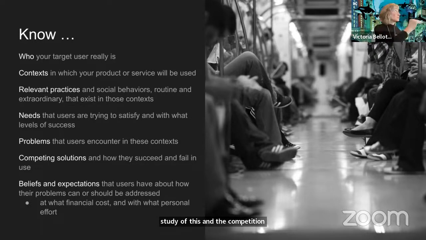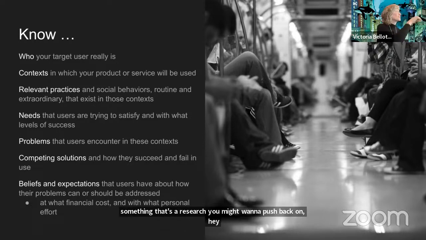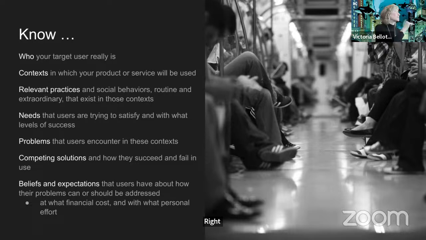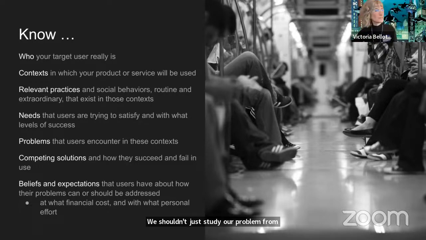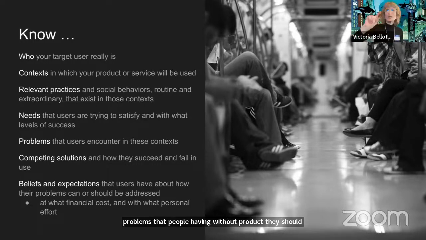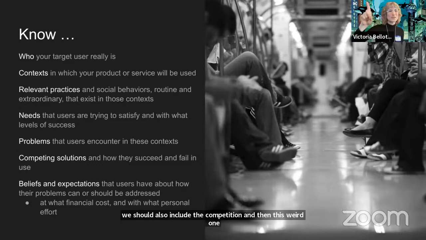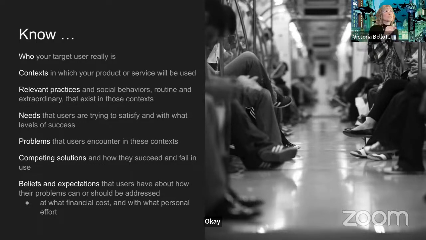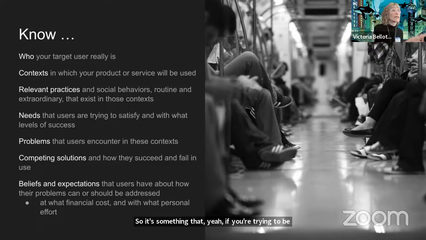So that's something that as a researcher, you might want to push back on. We shouldn't just study the problems that people are having with our product. We should also include the competition. And then this weird one, hang on, I'll finish this slide and then you can ask the question. This weird one: beliefs and expectations. It's really hard to sell a product to a customer who doesn't think they have the problem your product is trying to solve. If you're trying to be really innovative and doing foundational research, you want to check that this will be an easy sell.